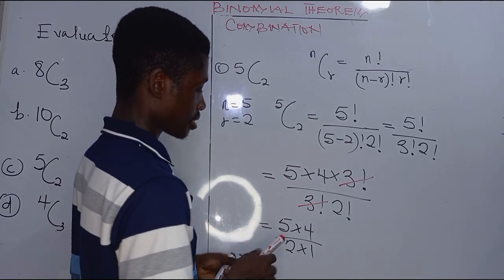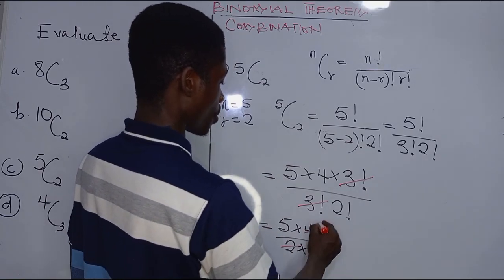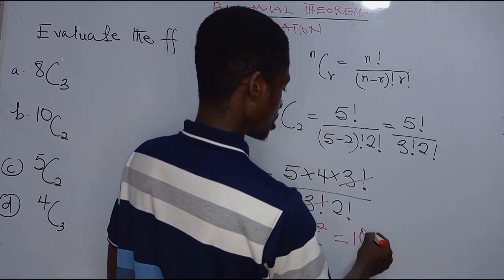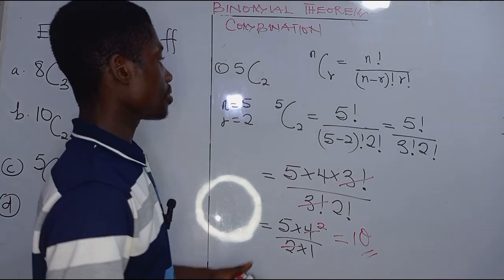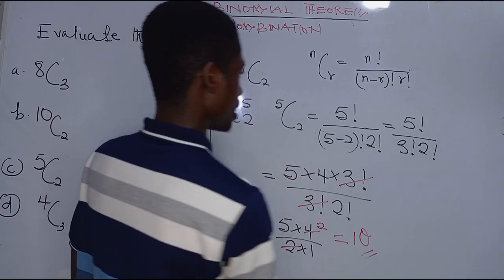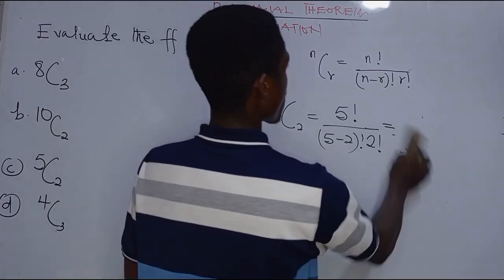You realize that 2 can cancel 4, we have 2. So at the end, we have 5 times 2, that gives us 10. Therefore, 5 combination 2 will give us 10. Let's take the last example.